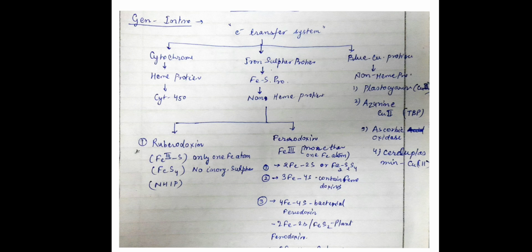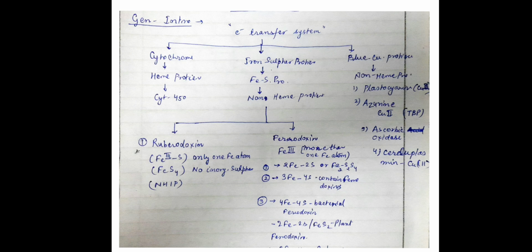Now third is blue copper proteins. They are also called non-heme proteins. They are of four types. Plastocyanin having copper in the 3 oxidation state, azurin having copper in the 2 oxidation state with trigonal bipyramidal TBP geometry, ascorbic oxidase, and fourth is ceruloplasmin, copper 2 state. These are blue copper proteins. You just need to know the names only because it is not in your course.